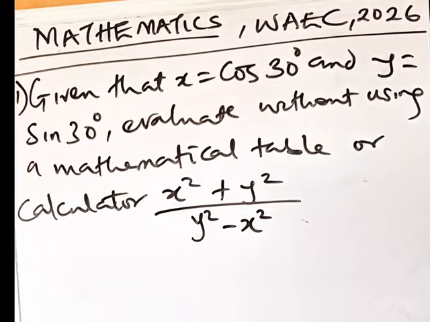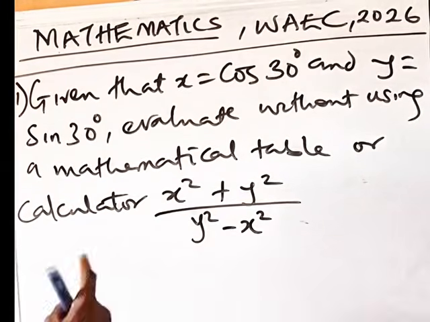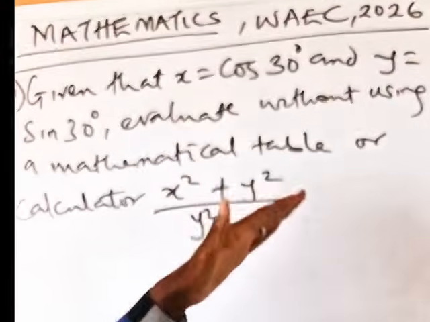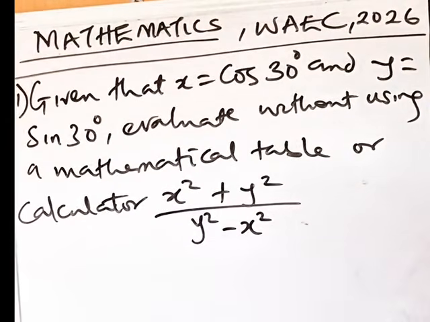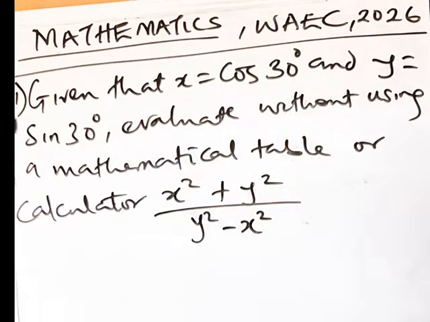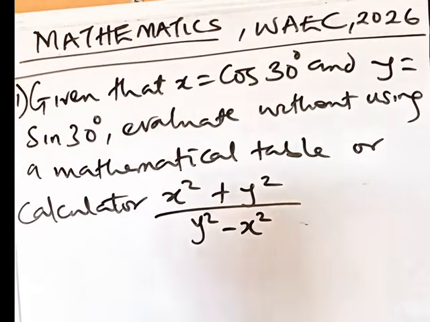That is the answer. Given that x is cos 30 and y is sin 30, evaluate without using a mathematical table or calculator x squared plus y squared divided by y squared minus x squared. Now, you were asked to answer this question without using calculator. So you need to know how to get your cos 30, your sin 30, how to get all of that without using calculator. Now, if you have not seen my video on how to get those special angles without using calculator, then check the description to this video. You will see it there.